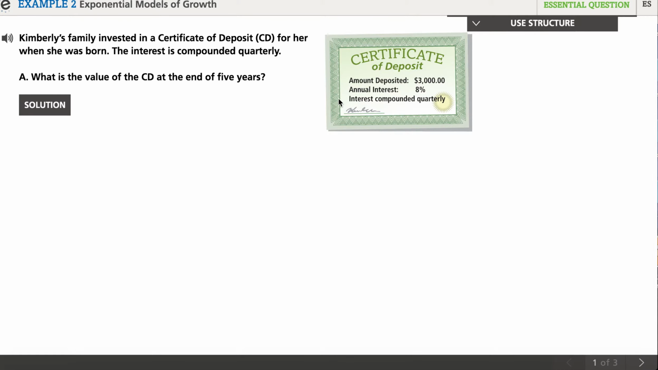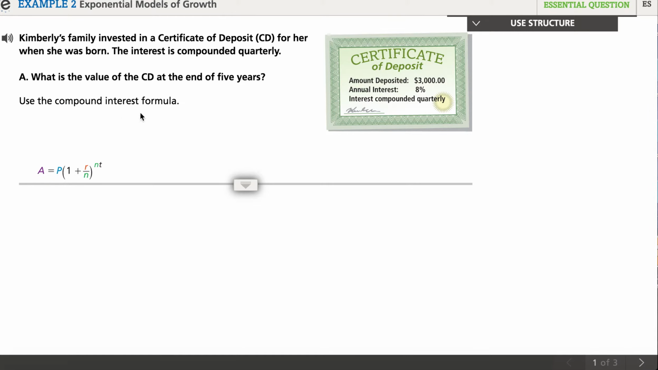Now, as you see here, the certificate of deposit amount deposited is 3,000. The annual interest is 8% and the interest is compounded quarterly. Use the compound interest formula. Guys, you can use the scaffolding, you can use the worksheets that I have posted in Google Classroom for reference. Here is the formula for compound interest: A equals P times 1 plus r over n, to the power of n times t.